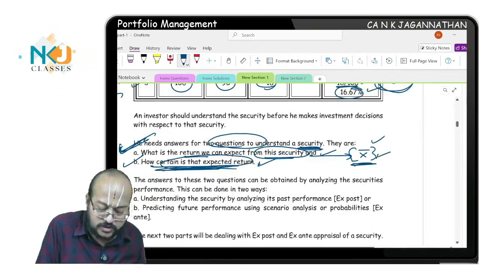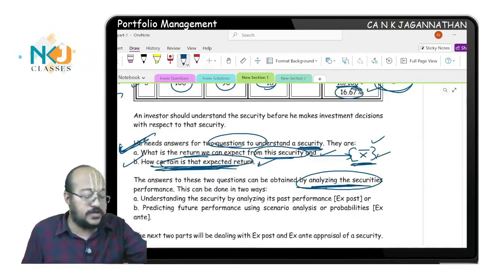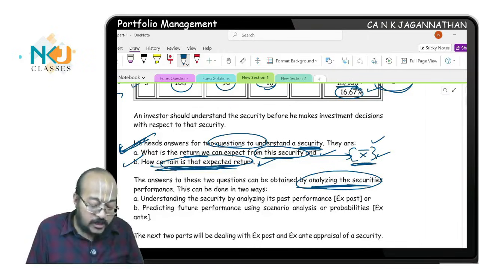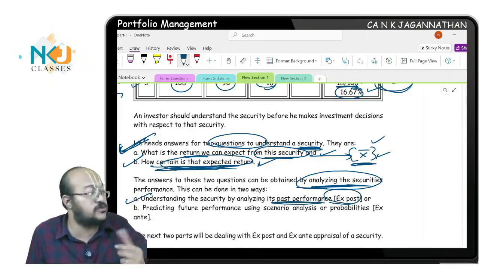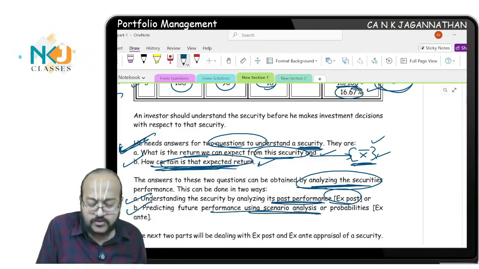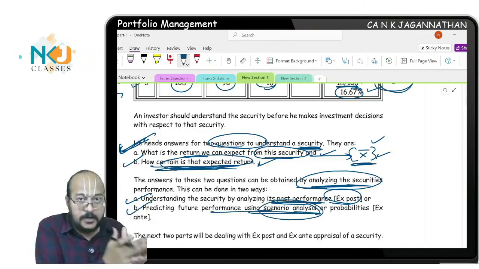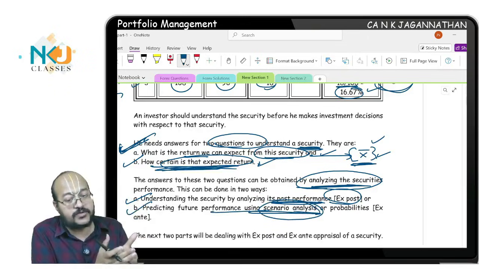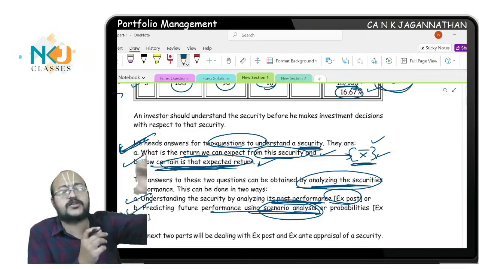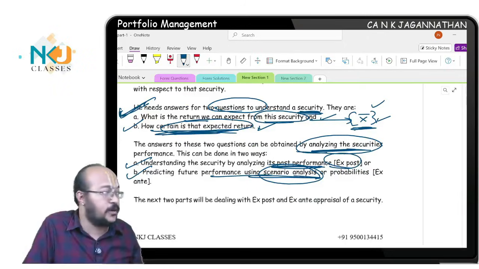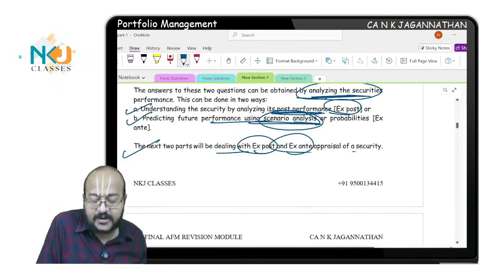The answers to these questions can be understood by analyzing the securities using 2 different kinds of data. One is past data and the other is future data, which means understanding a security by analyzing its past performance, I call it ex post data, and predicting the future performance using probability based scenario analysis. Without probability, you analyze the past data of this security and try to predict the future, this is one way. Or you assign a probability and try to predict the future. The next 2 parts will deal with ex post and ex ante appraisal of the security.